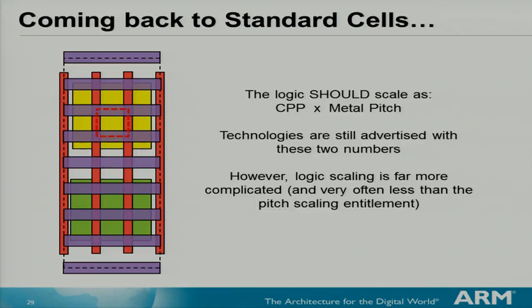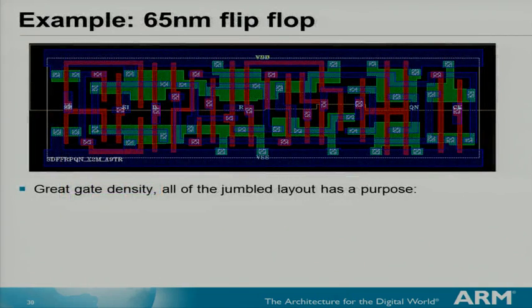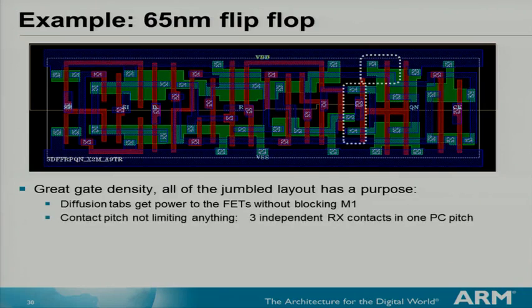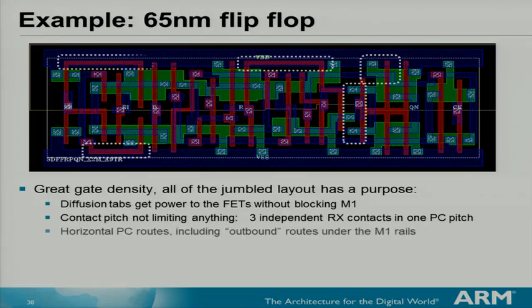However, logic scaling is far more complicated. And as an example, here is a 65nm flip-flop. It has great gate density. It has a lot of jumbled layout, and each of these different constructs here have their own advantages. For example, you have diffusion tabs, which can get power directly from the power rails. Contacted poly pitch is not limiting anything. So you have 3 independent transistor contacts in the same poly pitch.